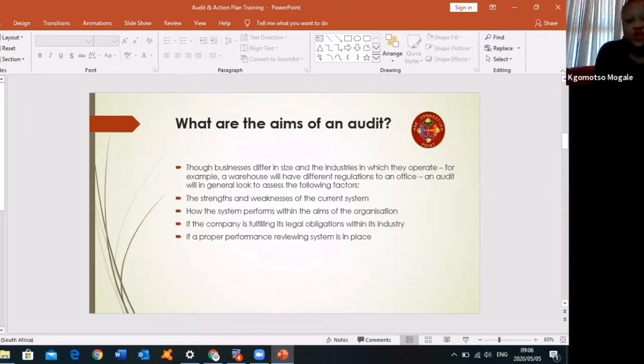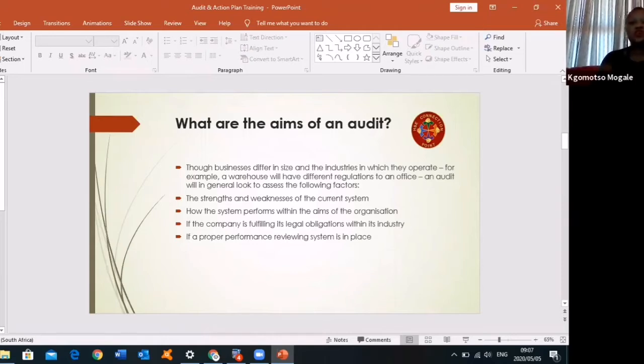And also, if a proper performance reviewing system is in place. We know that when it comes to health and safety, we have to review the performance of the system all the time. Is the system working for us? If it's not working in certain areas, what do we need to do? That's why we have to review our risk assessment. We also need to amend certain documents, the policies, the plans, the procedures. We can always amend them. So that's the aim of the audit.